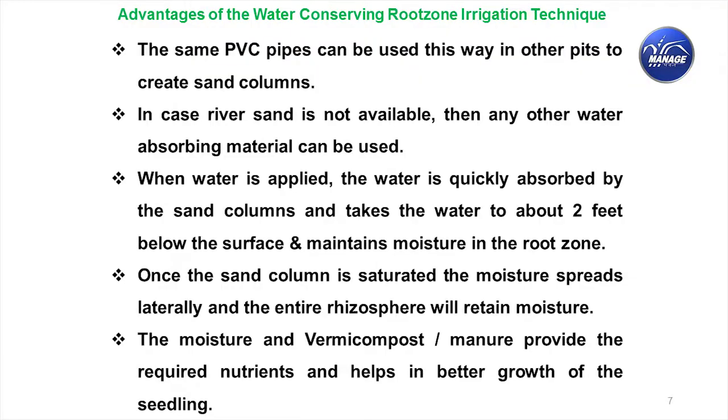And as we have explained in the video, the moment water is applied, it goes down up to 2 feet, if you have additional holes up to 3 feet. The beauty of river sand, which I strongly recommend, is once the column is saturated, the moment you pour water, the water is just absorbed up to the 2 feet level. So it becomes saturated. Once it is saturated, when more water is getting in, the water moves laterally and the entire root zone, the rhizosphere, will retain the moisture.